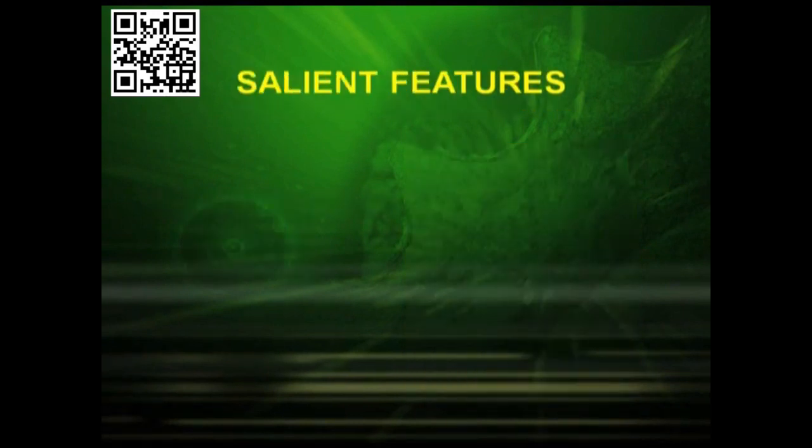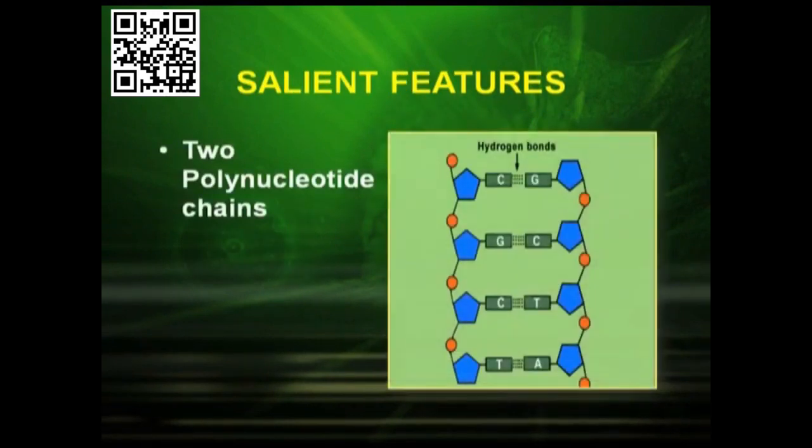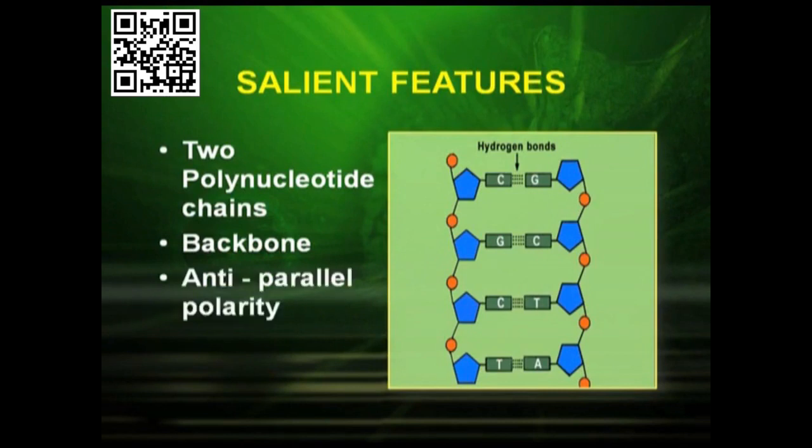Now let us see the salient features of DNA. The two polynucleotide chains are anti-parallel. The backbone is made up of phosphate and sugar. The anti-parallel polarity is from 5' to 3' and from 3' to 5'. The nitrogenous bases are joined together by hydrogen bonds. That is, A pairs with T and G pairs with C.